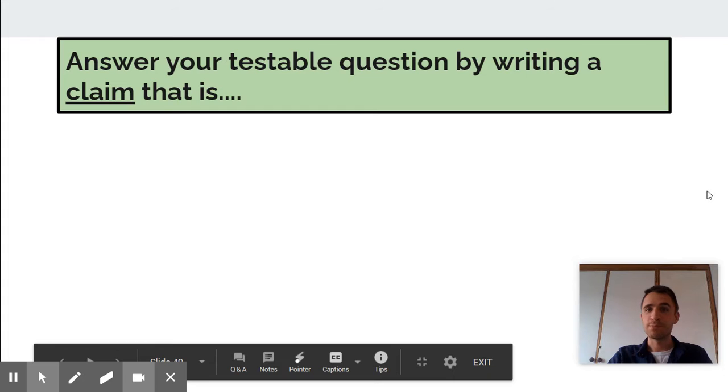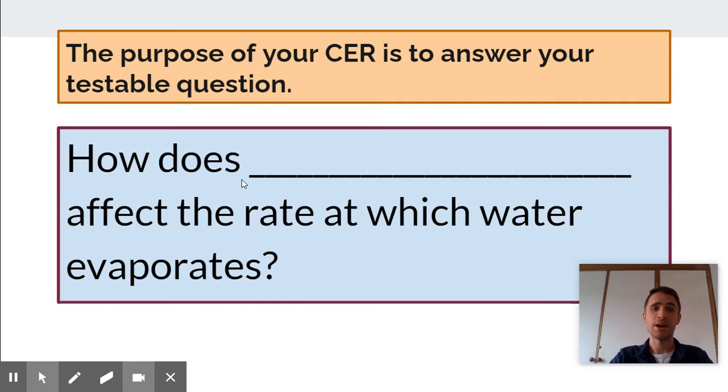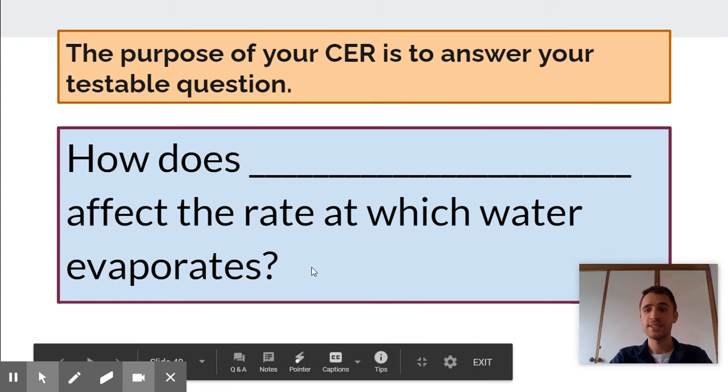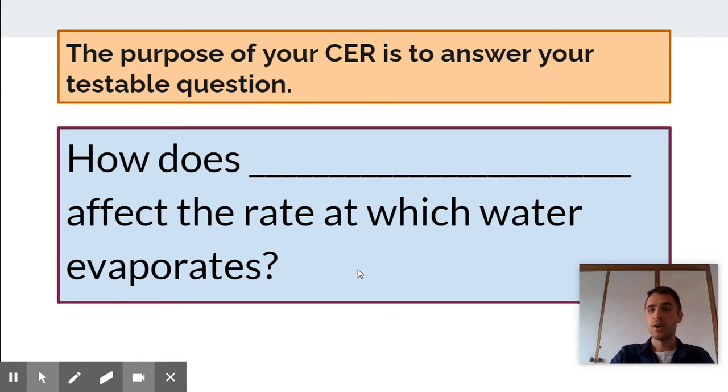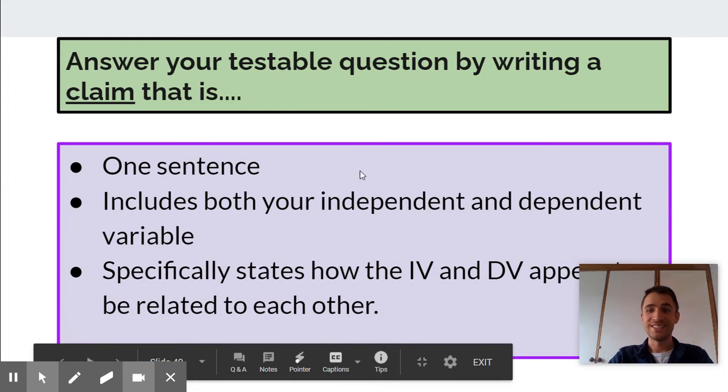Your claim, its purpose is to answer your testable question. Okay, so it's one sentence answering your testable question. So my testable question is, how does altitude affect the rate at which water evaporates? My claim is going to be like, when I'm at a higher altitude, water evaporates faster, or whatever your results said, right? Your claim should just be one sentence.